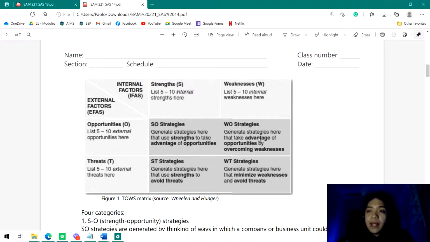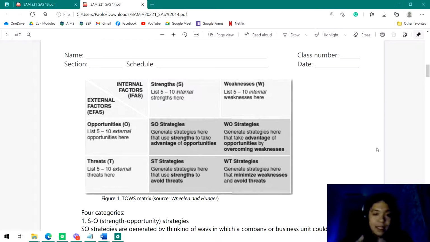So by identifying the weaknesses, alam nyo ngayon kung ano ang problema ng company ninyo. So you have to overcome these weaknesses in order to take advantage of the given opportunities. Same thing ang gagawin natin, i-combine lang din natin ang strengths with threats naman. ST strategies generate strategies here that use strengths to avoid threats. And WT strategies generate strategies here that minimize weaknesses and avoid threats.